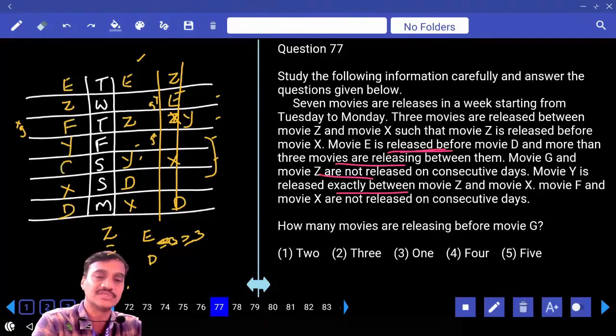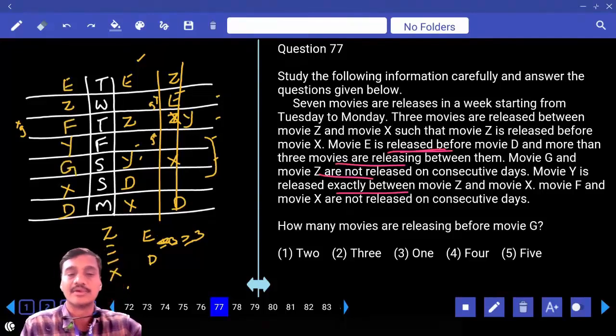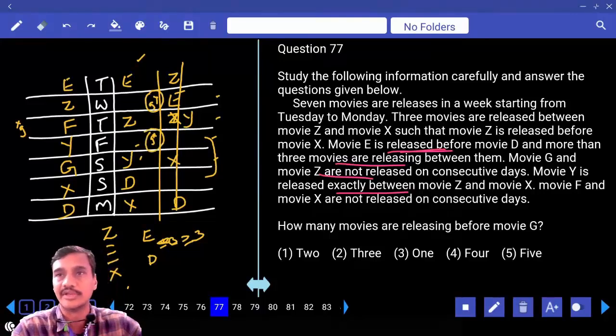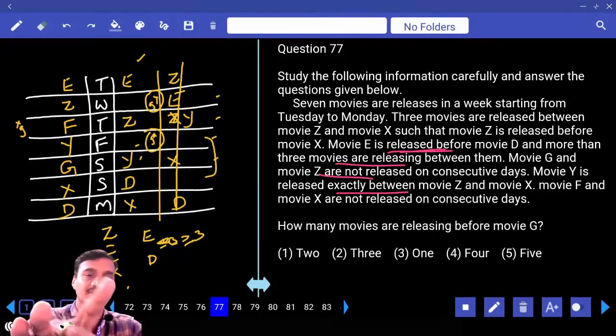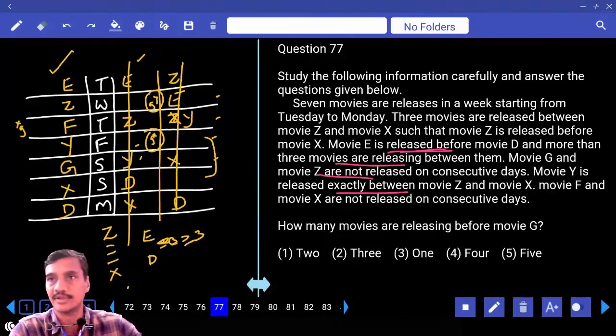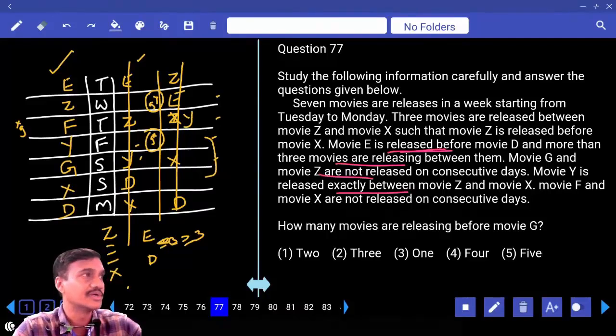And F is here, G must be at this place. Is that right? Now in this second case, G cannot be here, cannot be here. G cannot be in either case, which means there is no possibility for this G. This is also ruled out. And finally we are left with only one case.